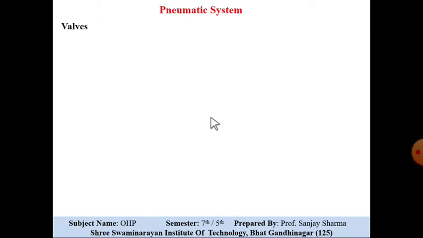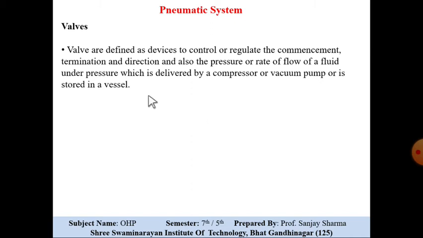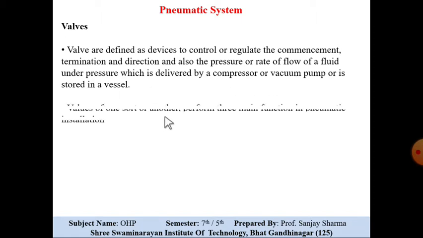Now let us see the valve. What are the functions of valve? How many types of valves are there? Valves are defined as devices to control or regulate the commencement, termination and direction. As we have seen in the hydraulic system, DCV, FCV and PCV valves, direction control valve, flow control valve and pressure control valve, are used. They control the direction and also the pressure or rate of flow of a fluid under pressure, which is delivered by the compressed or vacuum pump or is stored in a vessel.